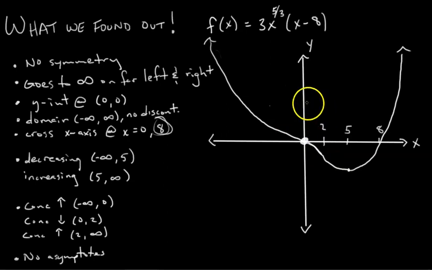So here's our first draft, right? I always recommend you get a first draft out there and then go back and review, make sure you didn't miss anything. Let's just verify. It's not symmetric. It goes off to infinity on the far left and the far right. The y-intercept is 0, 0. The domain is negative infinity to positive infinity with no discontinuities. We cross the x-axis at 0 and 8. We're decreasing from negative infinity all the way to 5. That makes sense. And then we increase from 5 to infinity. We're concave up from negative infinity to 0, so we're curving up all the way until 0, but then we start curving down until 2, and then we curve up the rest of the way.